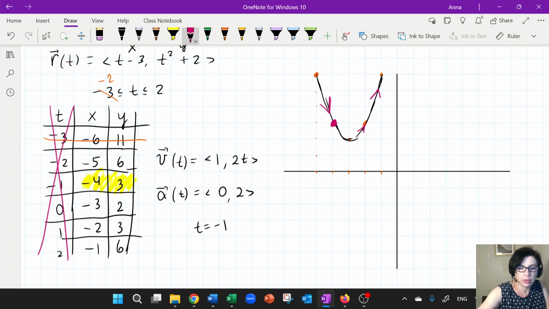And then the vector at -1, the velocity vector is 1, -2. So you are starting right here at that point, and you are going 1 to the right and 2 down. And your vector, so 1 to the right, 2 down, will be this one right here.